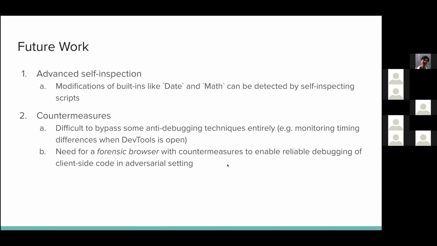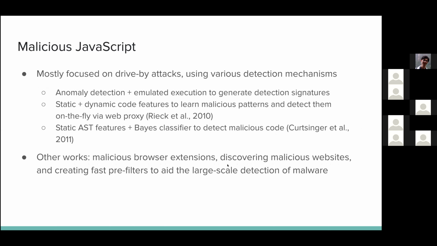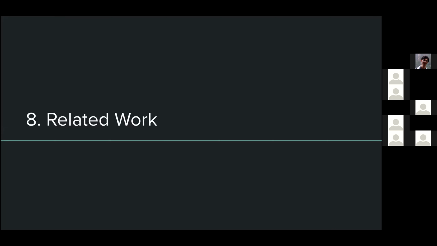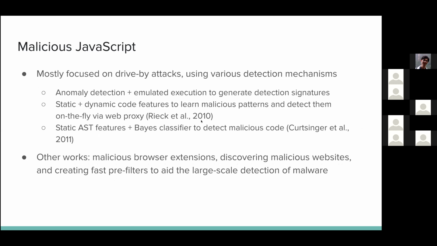So that's it. The last part is related work, so I'll just skim through the headers. This research is related to general anti-debugging on traditional malware, as well as malicious JavaScript. But malicious JavaScript mostly focuses on drive-by attacks and discovering malicious websites.